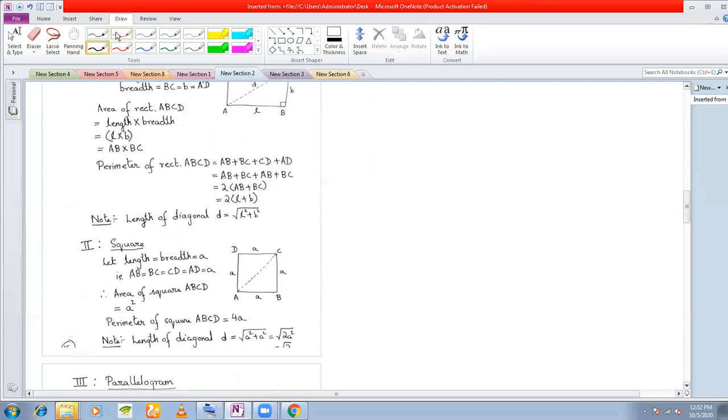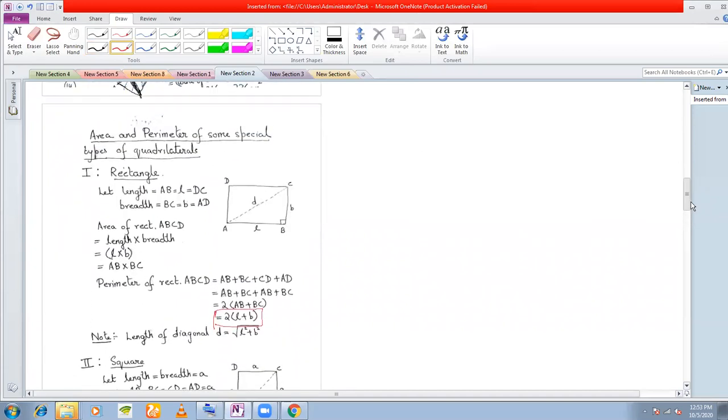The perimeter of a rectangle is twice length plus breadth. And the new formula that has been mentioned here is the length of the diagonal, because this is your diagonal. Okay, this is your diagonal. If I take the length of the diagonal as d, d actually is the hypotenuse of this right angle triangle.